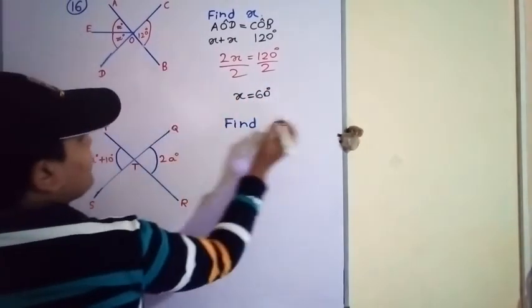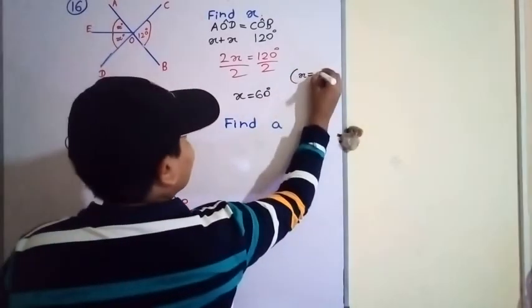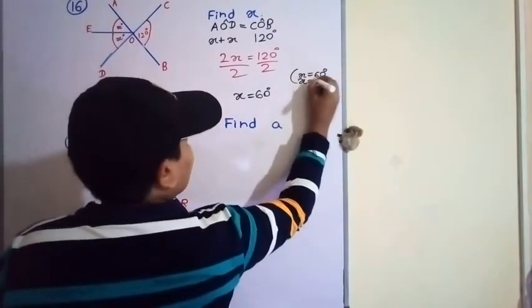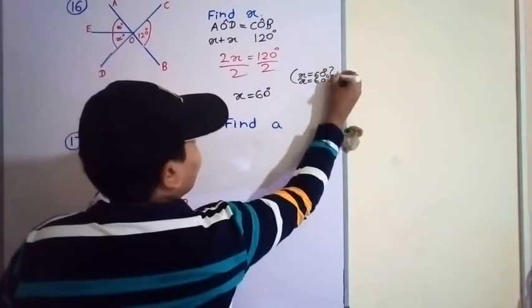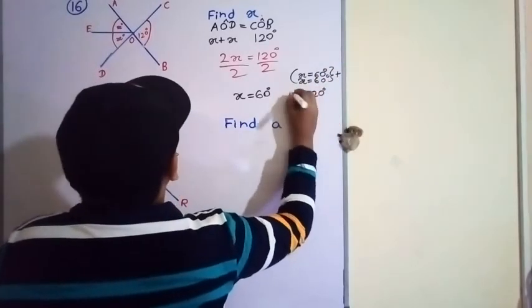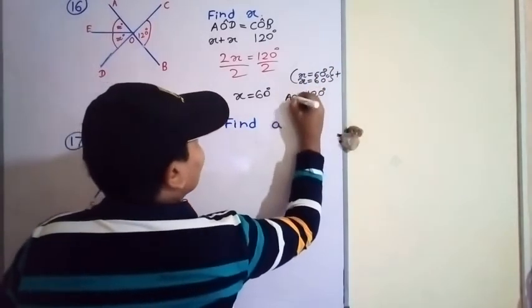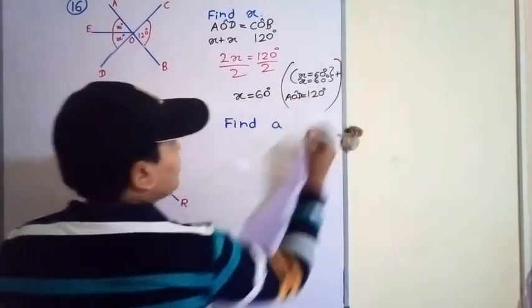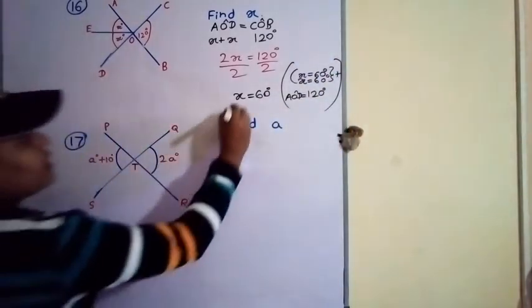Now when x is 60, 120 means AOD. This is the extra one, the x is 60.